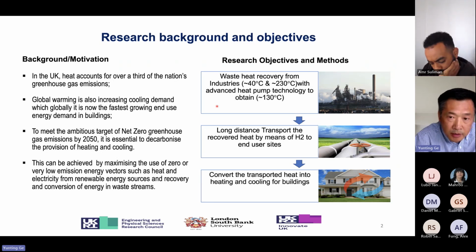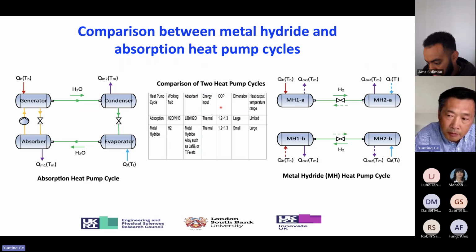The main technology utilized in this project is what we call the metal hydride heat pump. So I will just give a brief introduction about the metal hydride heat pump system.